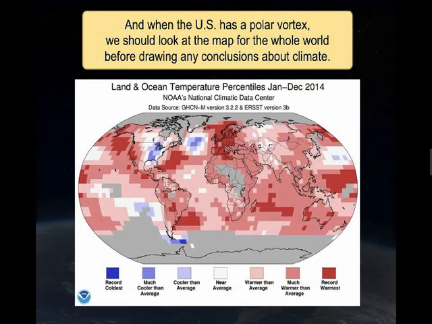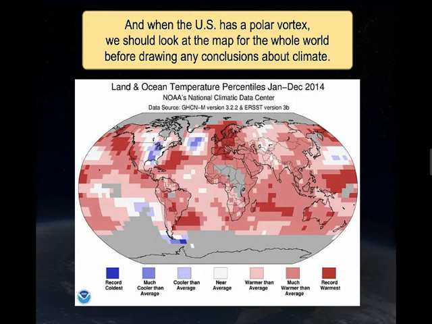So when the United States has a polar vortex, and it is unusually cold in places like Michigan and Oklahoma, and legislators in both Michigan and Oklahoma are saying, oh, this is just a natural cycle, we should tell them, you really ought to look at the world as a whole.